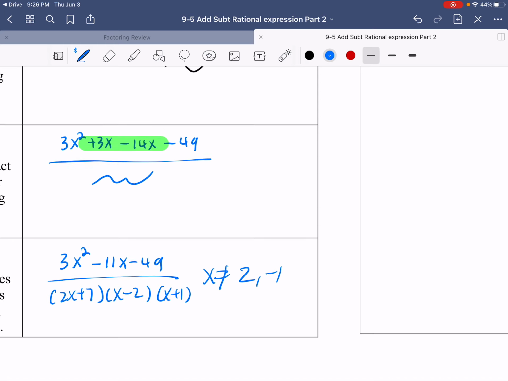And do you see this fraction? It's going to be negative 7 over 2. Because 2x plus 7, you have to set up like this. It's going to be what? 2x equals negative 7, and divide by 2 on both sides will give you x equals negative 7 over 2. Or you can put this number on the top and this number on the bottom and switch the sign. That's another way of doing it.